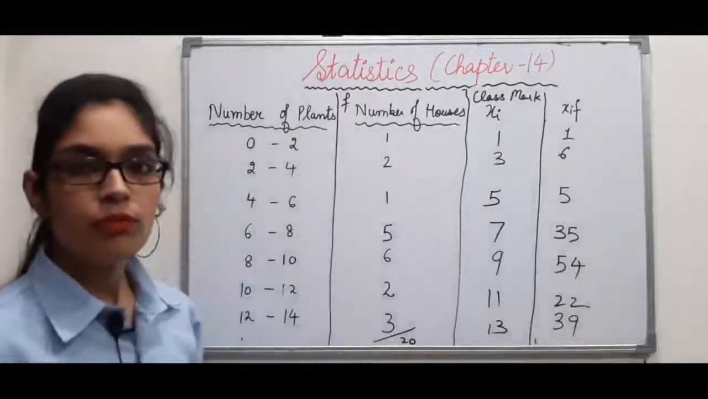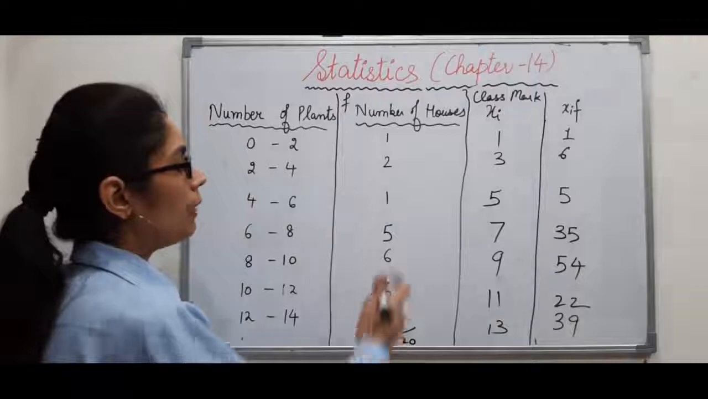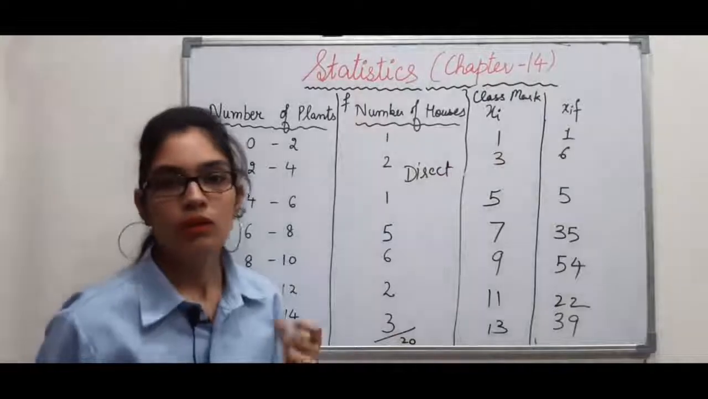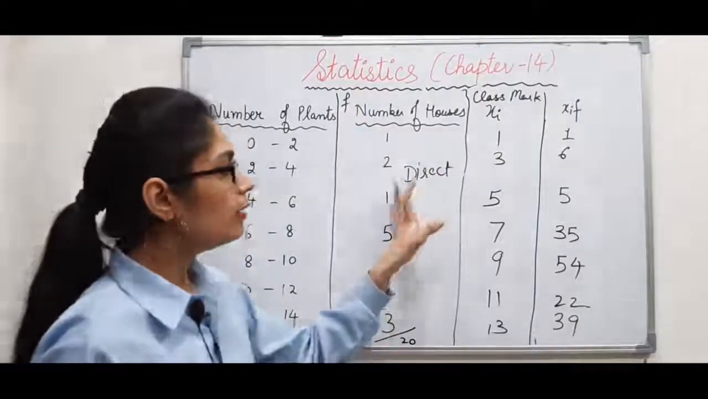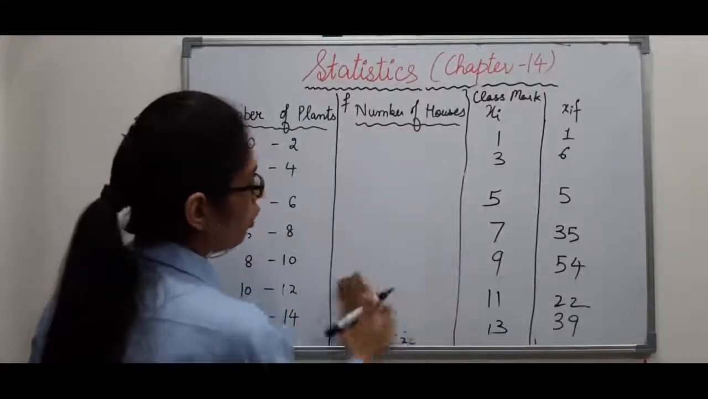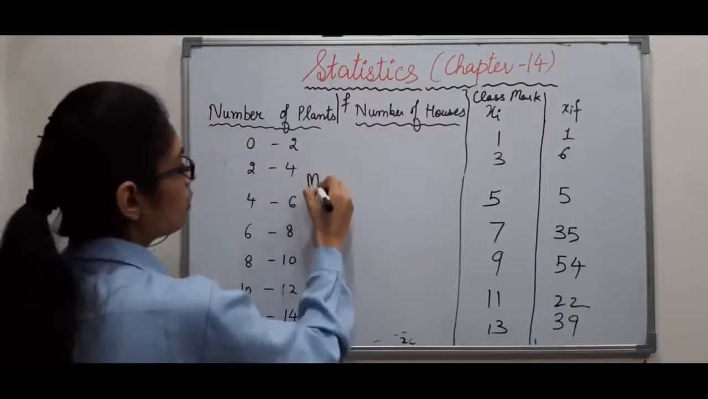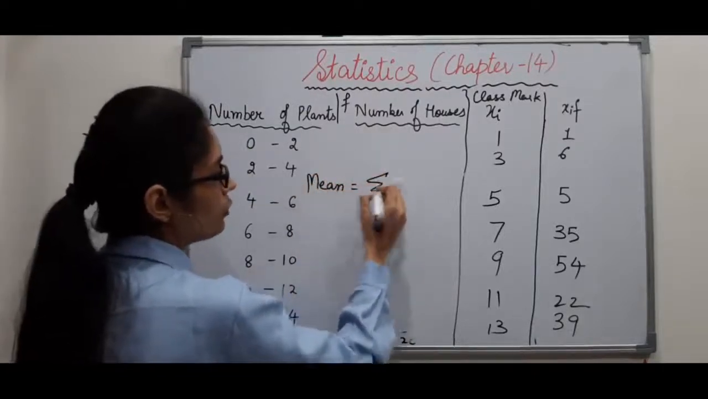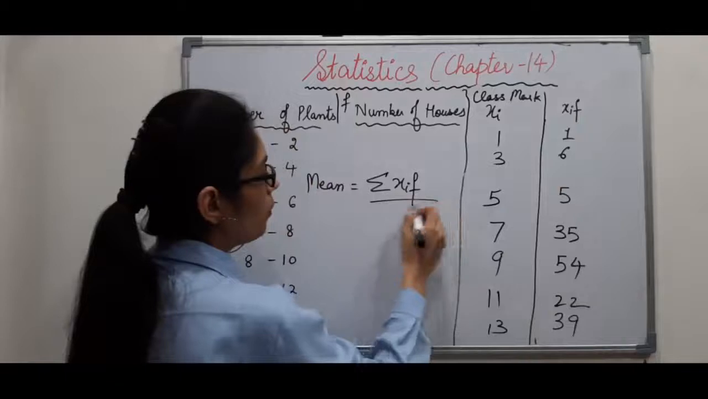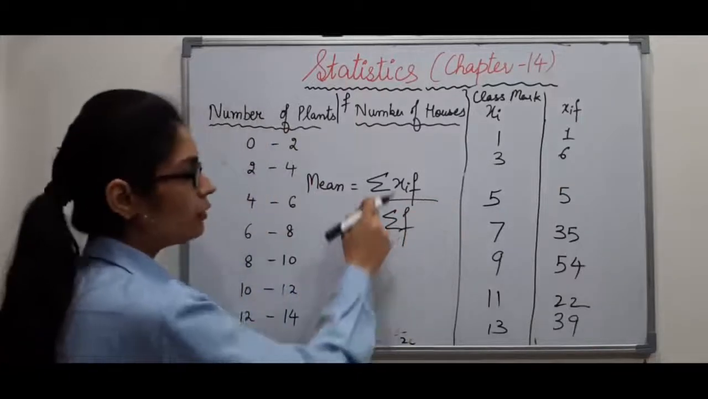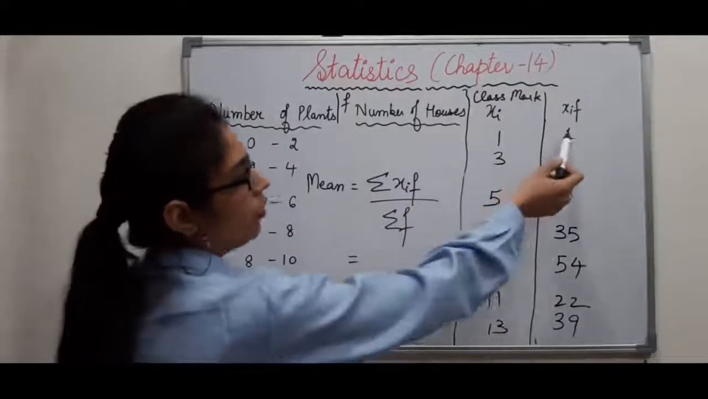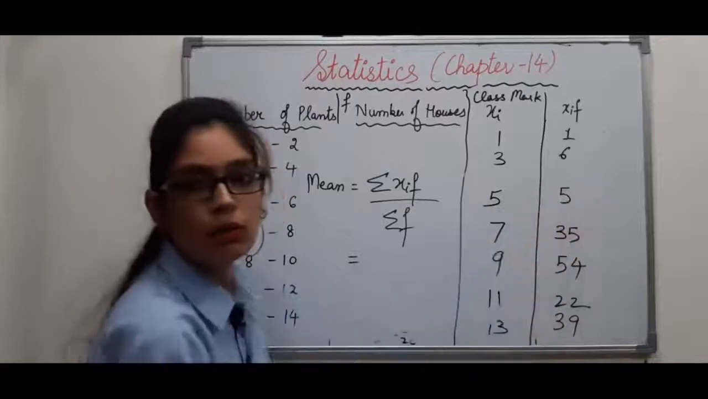In this question, we are finding the mean with the help of the direct method. Why direct method? You can see the numbers are very small, and if you have small values, then you can do the direct method. Now we will apply the formula of mean. Mean is equal to summation of xi fi, means total of xi fi, upon summation of frequency. Summation means addition. So now we'll just add all these terms: 1 plus 6 plus 5, all you have to add.